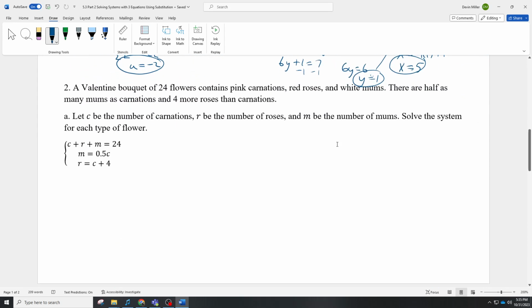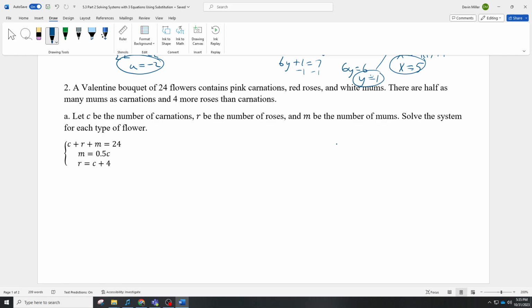Okay, for the word problem. Now, normally, the word problems do not include the system of equations, but these ones did because I thought they would be more difficult to maybe come up with on your own. So we're going to read through it, and then we'll look at the equations below.